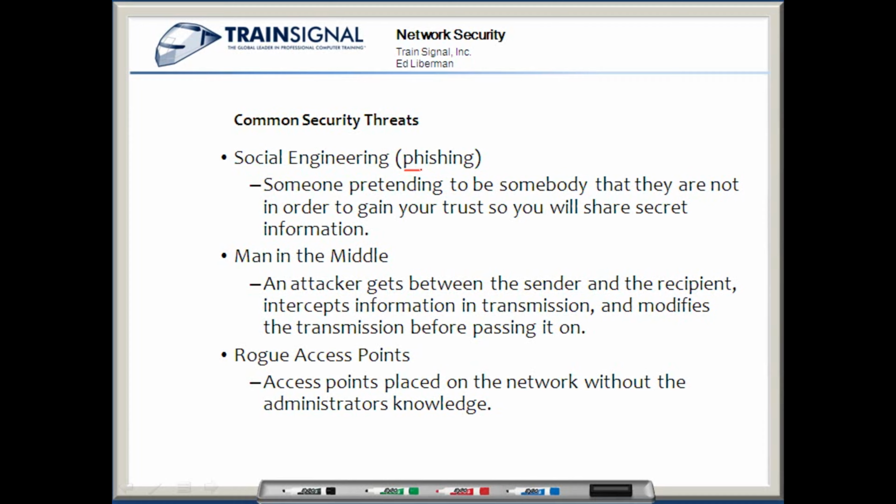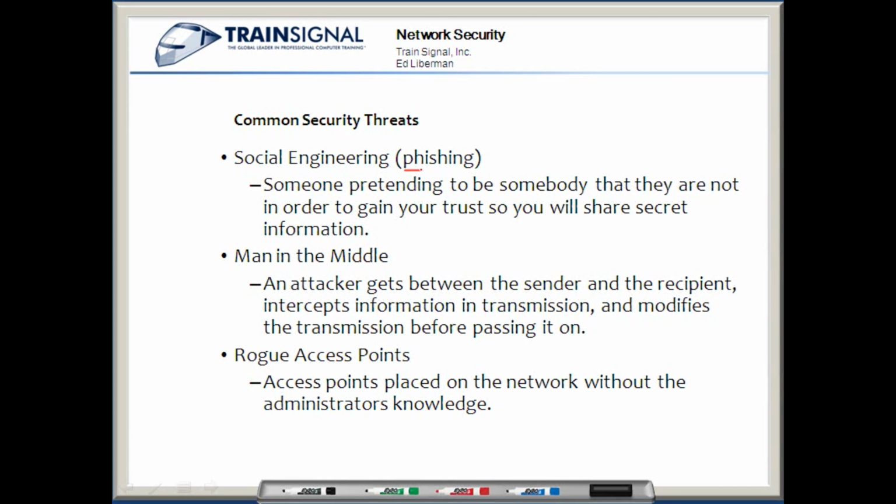Now, another type of security threat or another type of attack is something called the man-in-the-middle attack. And it is just what it sounds like. An attacker would get in the middle. They find a way to get themselves on the network in between a sender and a recipient. And what they do is they intercept information while it's being transmitted, modify that transmission, and then pass it along. And the reason they modify it is because they're trying to manipulate the conversation so as to get the two parties involved to reveal extra information that they can then intercept and use to their advantage.